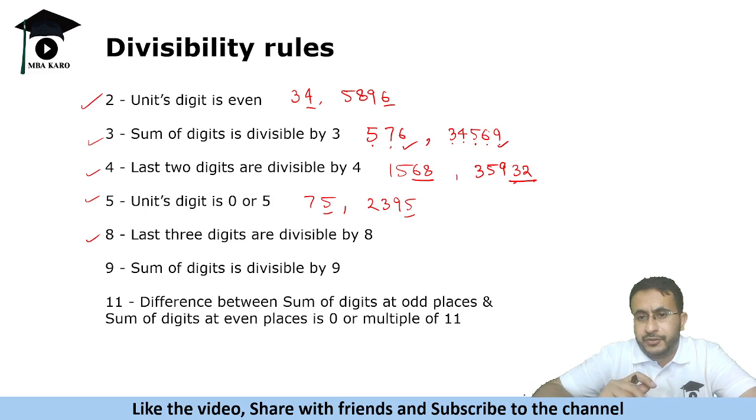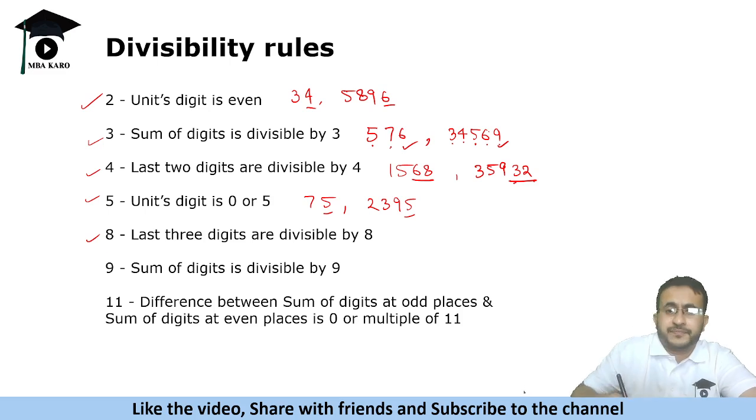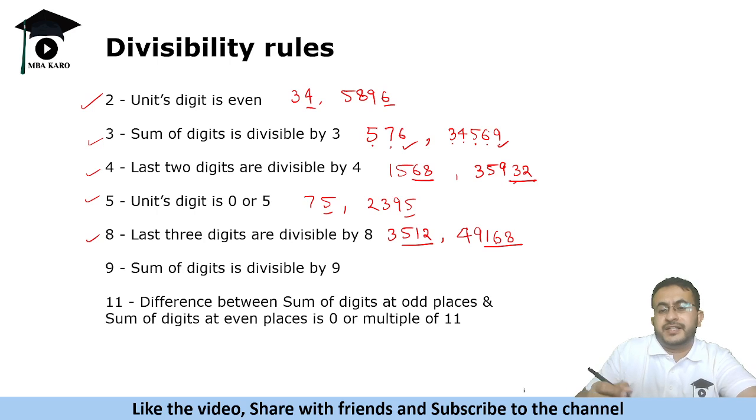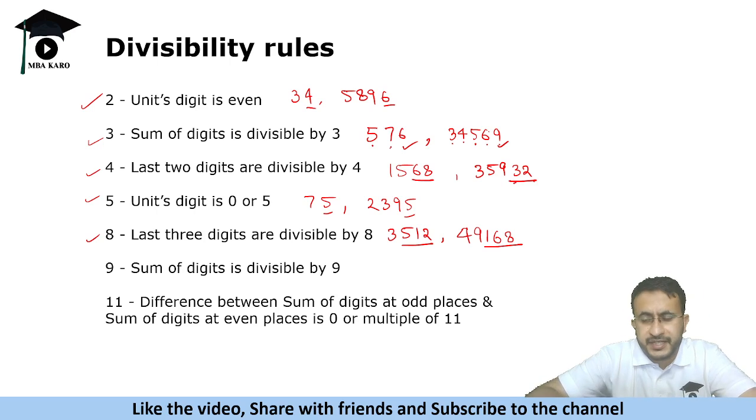For 8, you need to check the last three digits. Suppose the number is 3512. Check the last three digits. If the last three digits are divisible by 8, the number is divisible by 8.